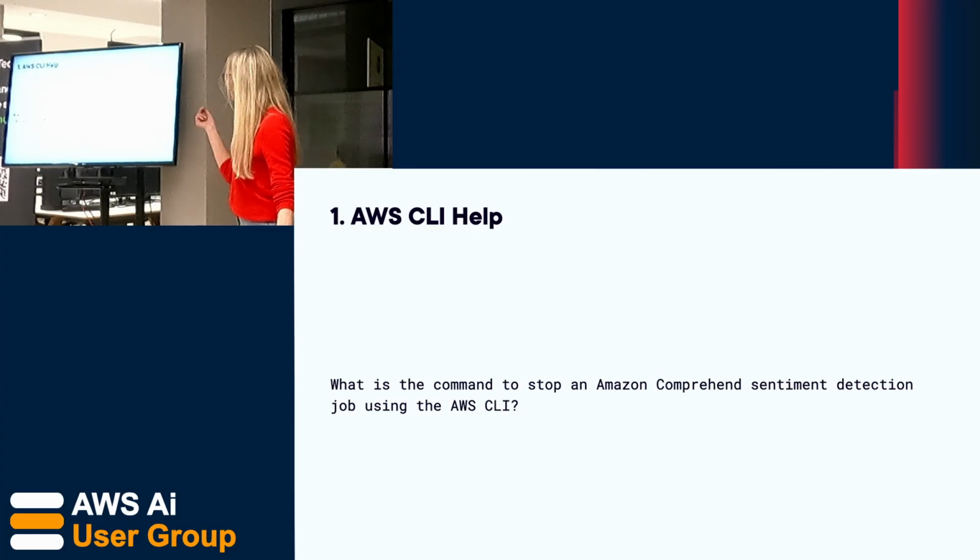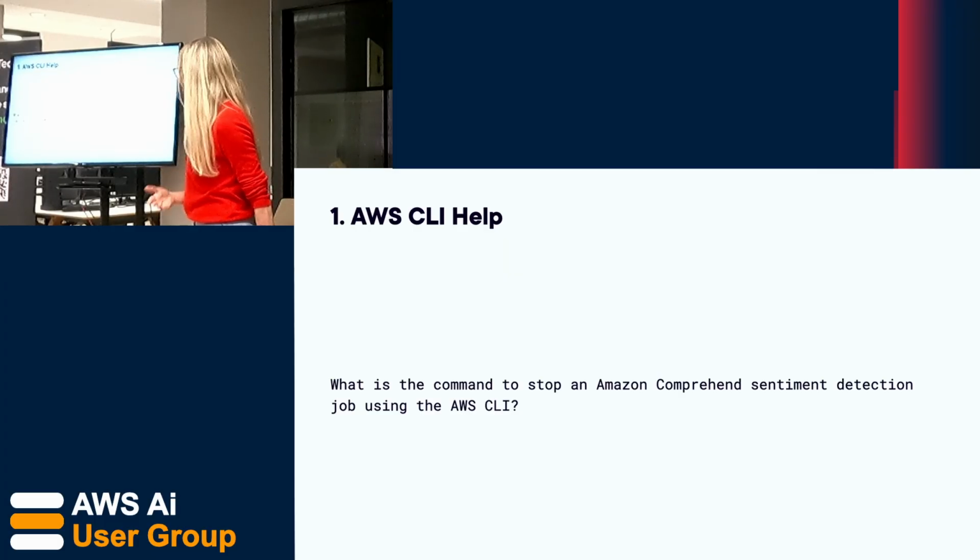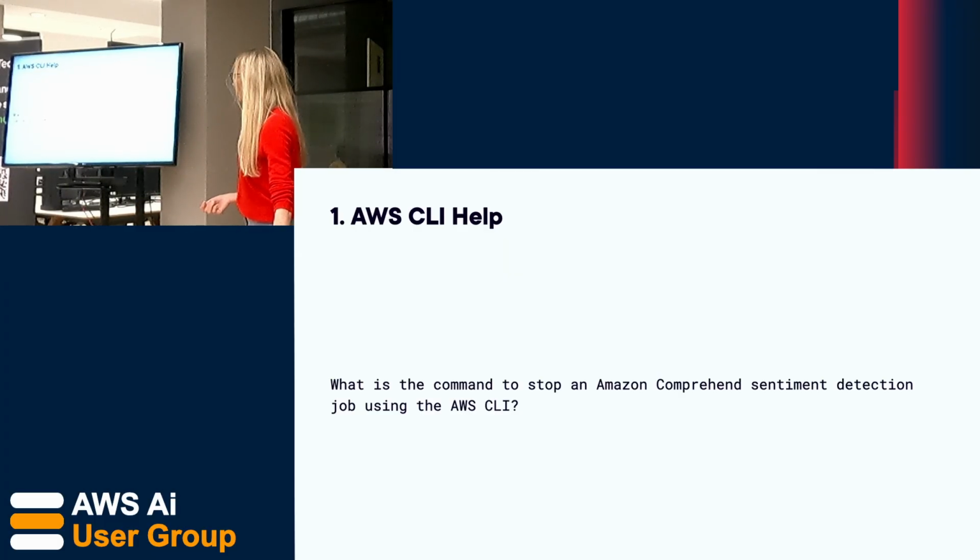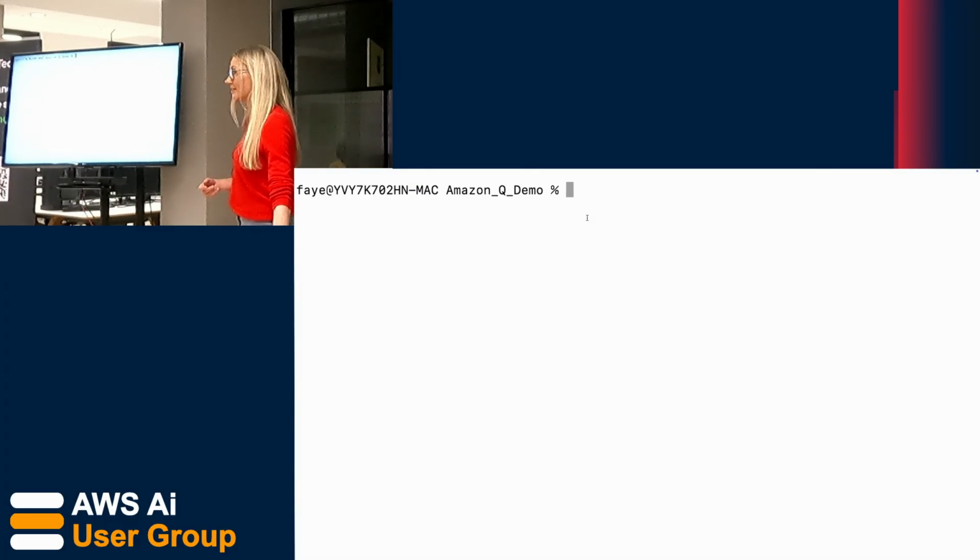So I was using Amazon Comprehend. It does sentiment detection on text, and I kicked off a job. The job's going to take ages, but I did it wrong. So I can ask Kiro to help me understand, okay, how am I going to stop this job instead of waiting for it to finish?